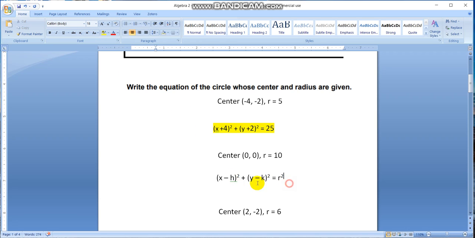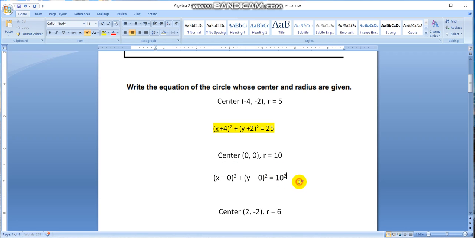Okay, I'm gonna recreate this so you guys can see that. So what we see here is h in this case is gonna be 0, so that goes there. K in this case is 0, that gets plugged in here. 10 gets plugged in right here.